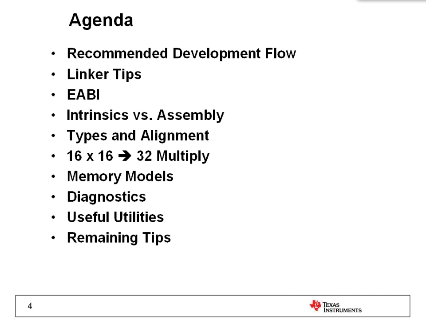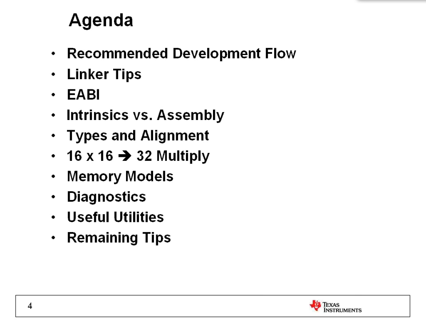Types and alignment is probably the one area where people get tripped up the most when they start using TI compilers. Things like, what do you mean char is 16 bits wide, and what do you mean int is only 16 bits wide, and long's not 32 bits wide, and things like that. We'll talk about that there.